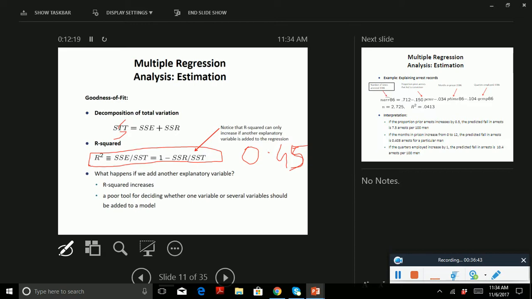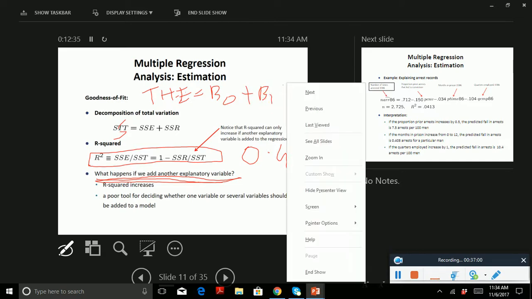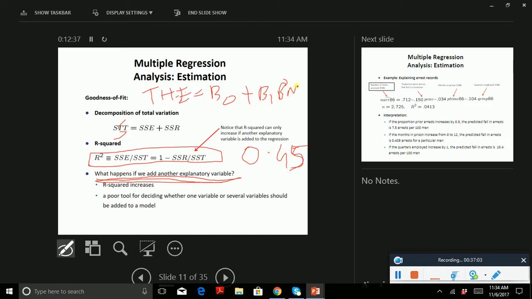I want to point out something. What happens if we add another explanatory variable? Like let's say the original model you had was total health expenditure equals beta 0 plus beta 1 BMI plus beta 2 smoking SM, let's say. If I add another variable, my R square is going to increase. But it's a poor tool for deciding whether one variable or several variables should be added to a model.